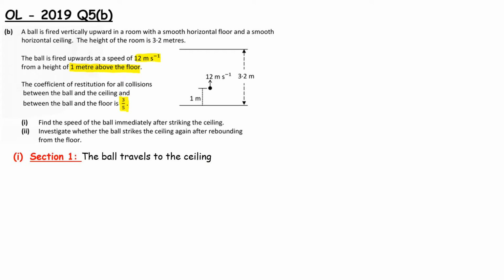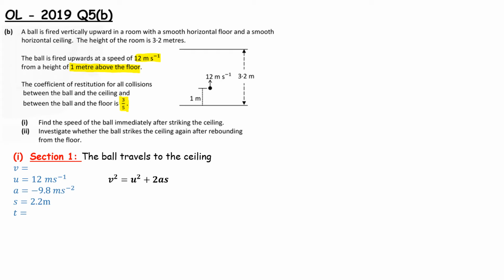So the first section I'm going to do is the ball travels to the ceiling. So I'll set up my V, U, A, S and T. We have our initial velocity is 12 meters per second. I'm taking upwards as positive. So that means acceleration, which is gravity, is working against us. I know that for ordinary level questions we take gravity as 10, but since we're moving towards higher level, I'm going to keep it as minus 9.8. It has to travel a distance of 2.2 meters. That 2.2 meters because it's already a meter in the air.